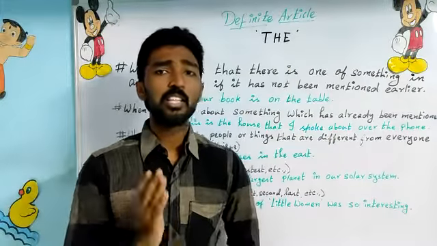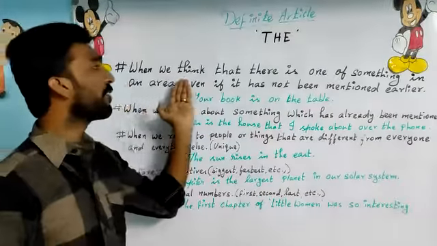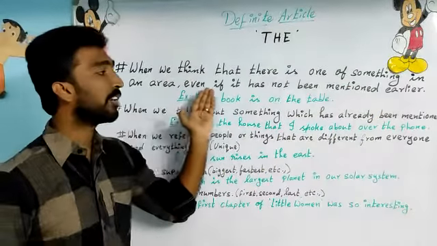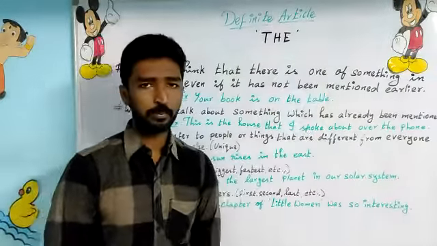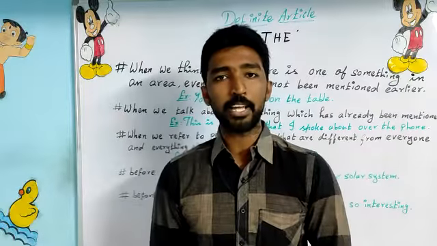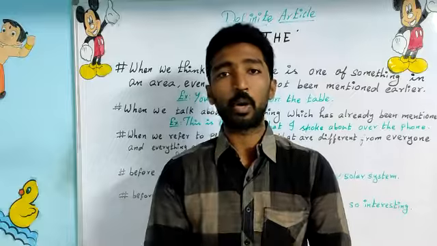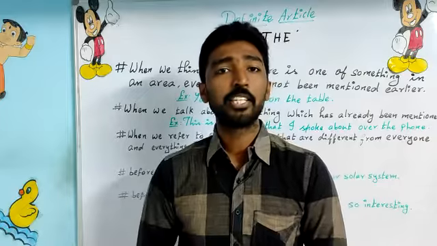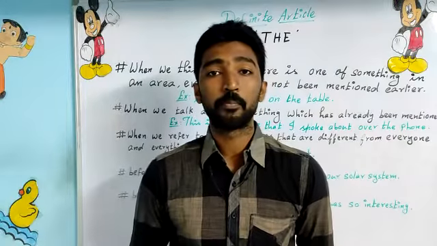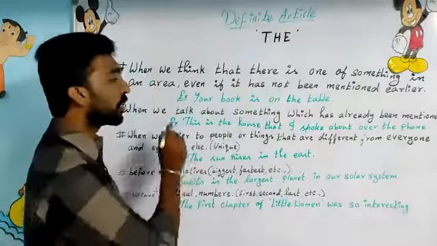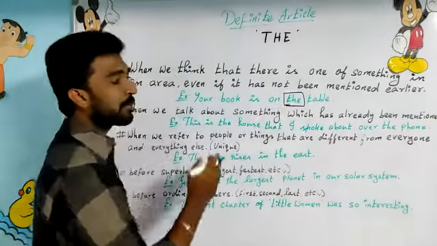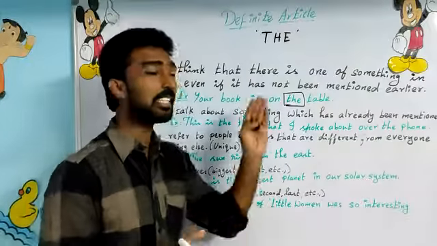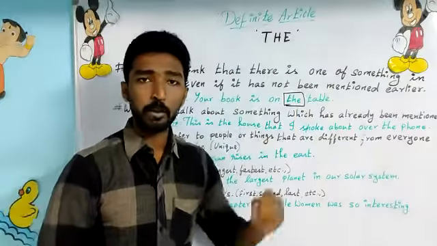And we have some rules. The first rule here is when we think that there is one of something in an area, even if it has not been mentioned earlier. If there is only one thing in that place, and this is a classroom, we have only one table, and a student came to me and asked me, where is my book? I can tell you that your book is on the table. So here I am specifically mentioning that we have only one table in that classroom, and I am mentioning that table. Your book is on the table.